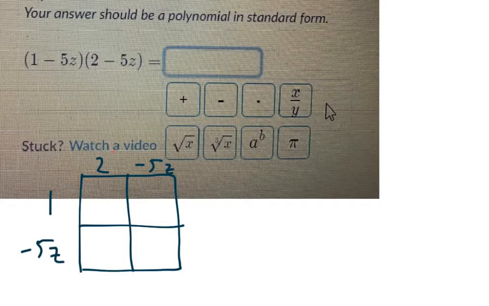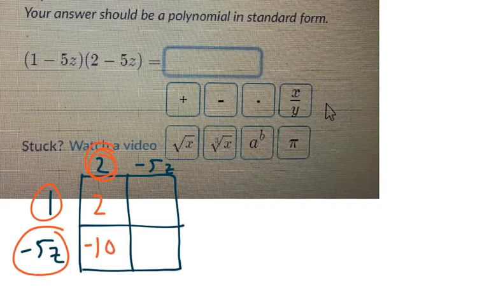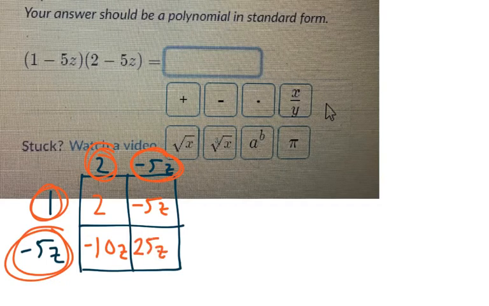So here we go. 2 times 1 is 2. 2 times negative 5z is negative 10z. Negative 5z times 1 is negative 5z. And negative 5z times negative 5z is positive 25z squared. See how things are a little bit backwards in there because the z was backwards. But anyways, I hope you agree.